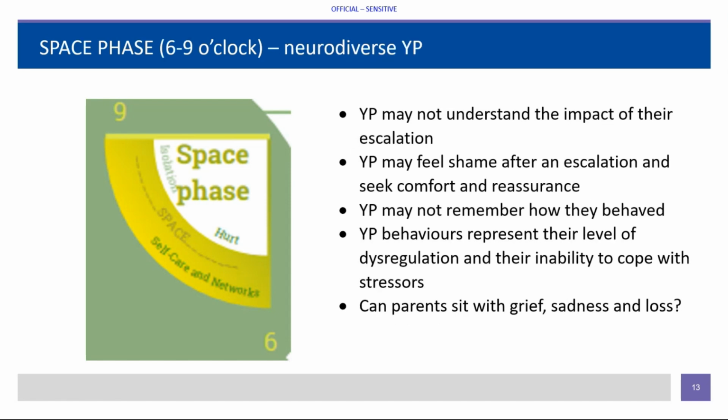If we're looking at parenting a young person who's neurodivergent, then I think you might have a young person that doesn't easily understand the impact of their escalation on others. We might also have a young person that is feeling deeply shamed after an escalation and might be seeking comfort and reassurance. They may not remember how they have behaved. And it often will represent the young person's level of dysregulation and their inability to cope with a stressor. And often a parent will have to sit with a lot of grief, sadness, and loss.